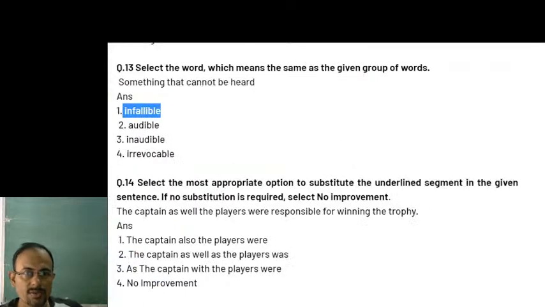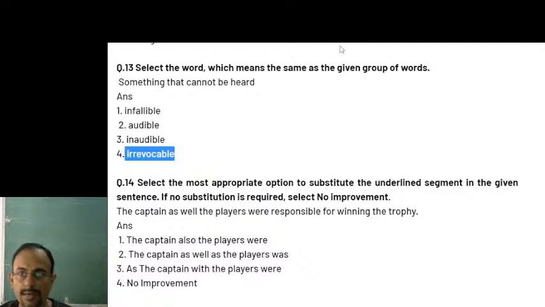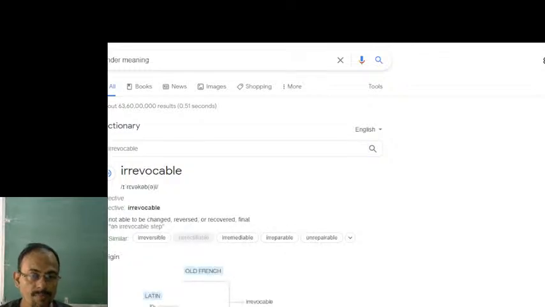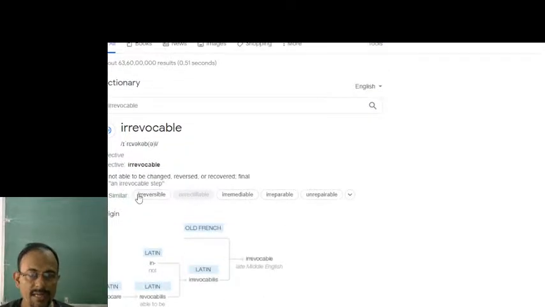Likewise, dear students, you can learn irrevocable. What is the meaning of irrevocable? You can type here and then learn. See the similar words: irreversible, irremediable, irreparable. Not able to be changed, reversed, or recovered. Final. So irrevocable means it's final. Whatever is done is done. I cannot revoke it. I cannot change it.